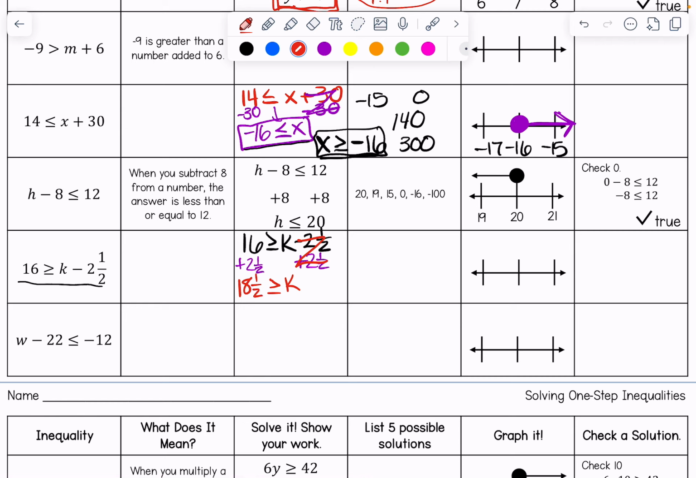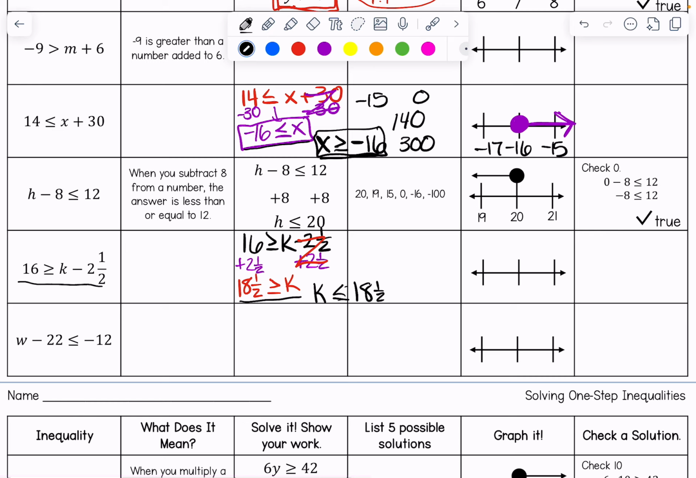Now this one's another one where the variable happens to be on the right-hand side. So I'm going to rewrite it to have the variable on the left-hand side. And again, if I flip that, I just need to make sure that I'm flipping that inequality too. So now it says k is less than or equal to 18.5, which means the same thing as that original inequality. But now it's a little bit easier to process.